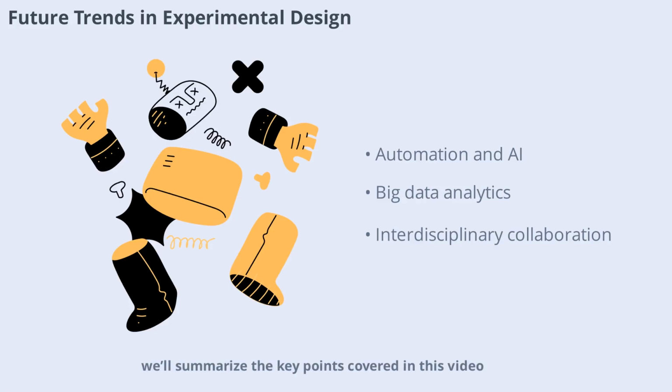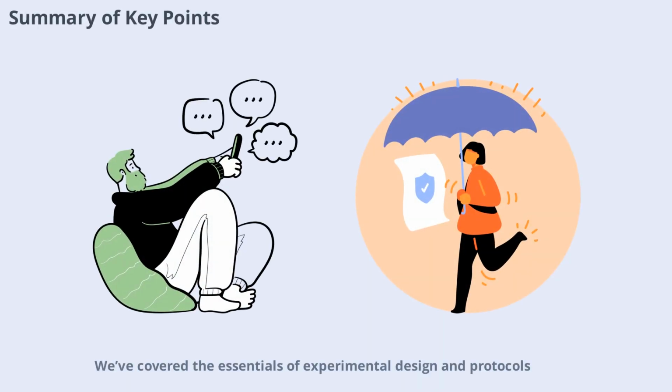Next, we'll summarize the key points covered in this video. We've covered the essentials of experimental design and protocols, from formulating hypotheses and identifying variables to developing protocols and ensuring compliance. Key takeaways include the importance of planning, documentation, collaboration, and continuous improvement. By following best practices, researchers can produce reliable, reproducible, and impactful results. In our final scenes, we'll offer some practical tips for applying these principles in your own research.